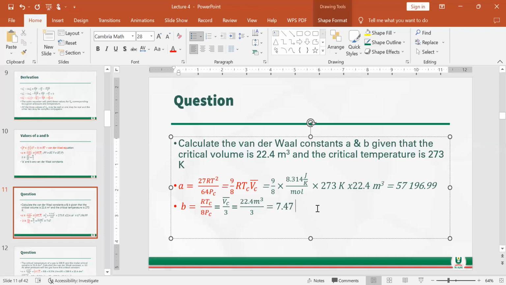So you can also check this one. It's simply the molar volume divided by 3. That is the volume of the constant B. So that is correct for that. You can check for yourself and confirm that.